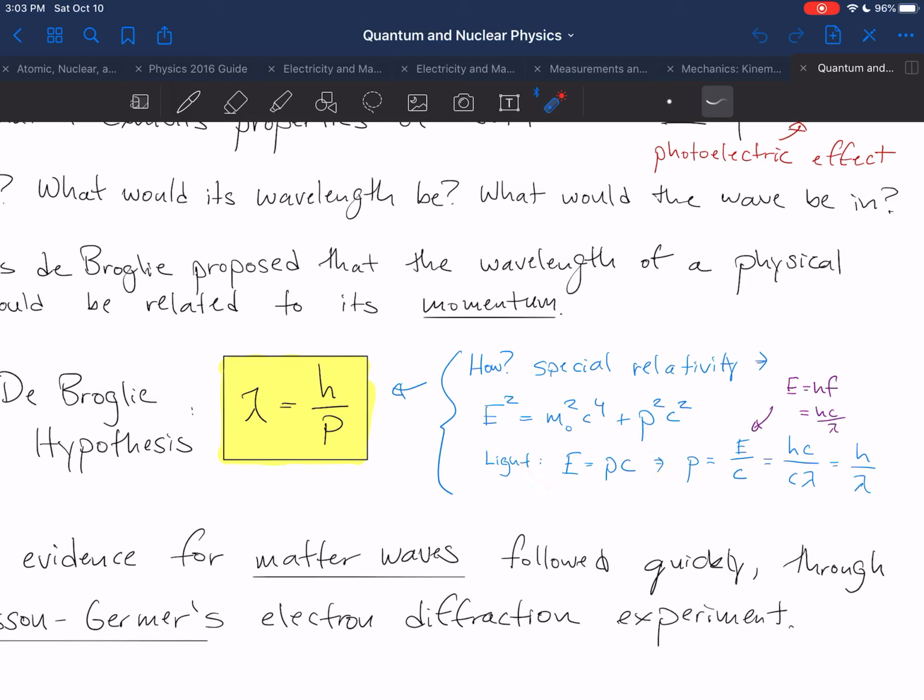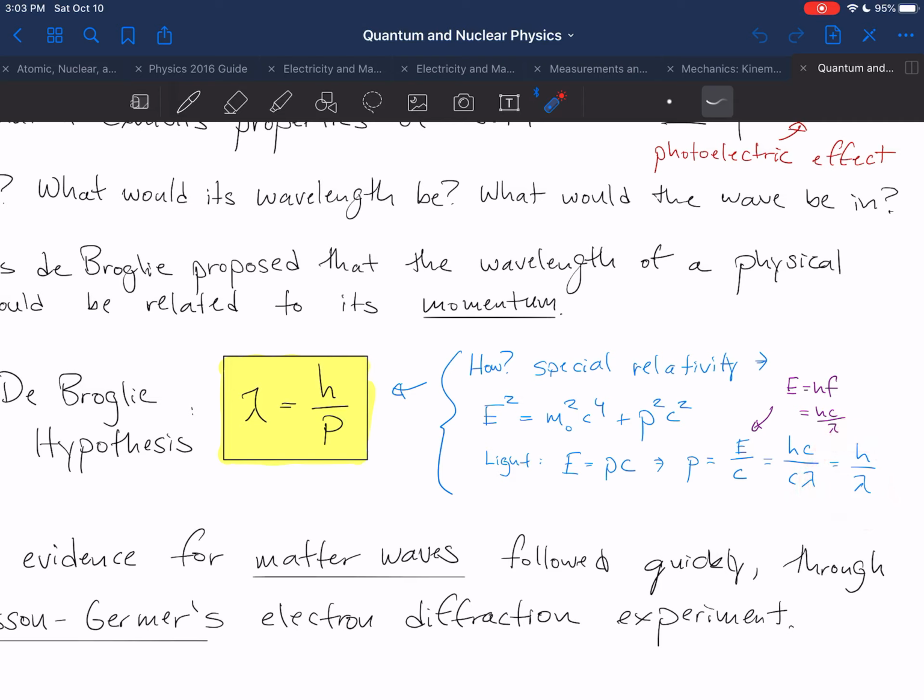Because the energy is equal to h times the frequency, which is equal to hc divided by the wavelength. Then the momentum is equal to E over c, which is equal to hc over c times lambda. And therefore the momentum is equal to h over lambda. So that relates the wavelength of a wave to its momentum.